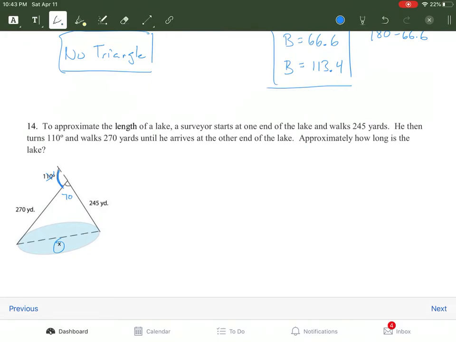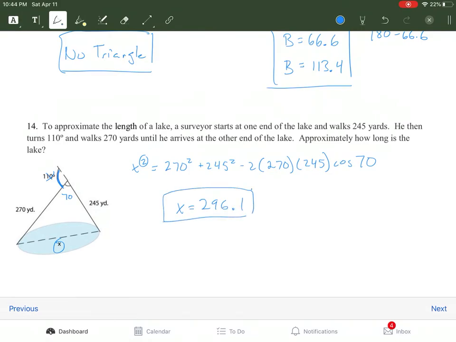And since we don't have a pairing, a side and its corresponding angle, we're going to use the law of sines. Or sorry, law of cosines. So we have x squared equals 270 squared plus 245 squared minus 2 times 270 times 245 times the cosine of 70. You can put that all in your calculator at once, get that answer, and then square root it because it is x squared. So x will equal 296.1.